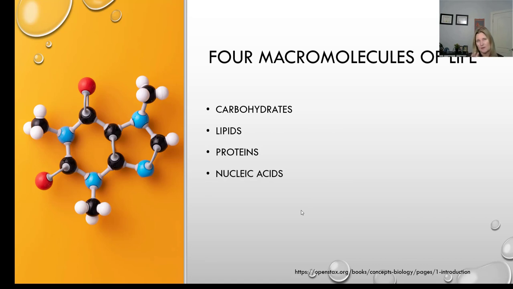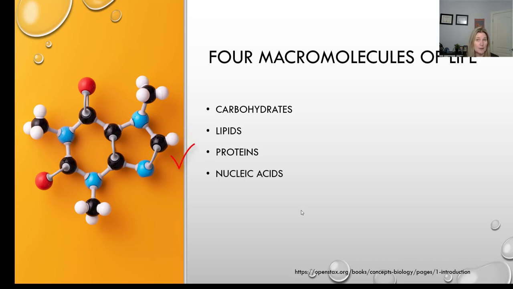Now that we have a little bit of information about carbon, we're going to take a look at the biological macromolecules of life. There are 4 of them, and they're all carbon-based. The first one we're going to study is carbohydrates. You may think of carbohydrates as an energy source. If you eat a lot of carbs, you get a lot of energy. Lipids, think of those as the fats. They can store energy, but we also have other lipids in our body that we'll talk about.